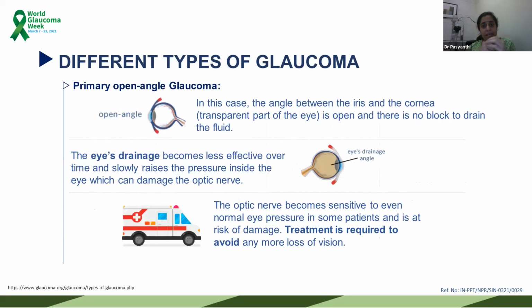What are the different types of glaucoma that we have? We have open angle glaucoma, and we have different secondary glaucomas also, but the basic one is primary open angle glaucoma. In primary open angle glaucoma, there is no physical obstruction.